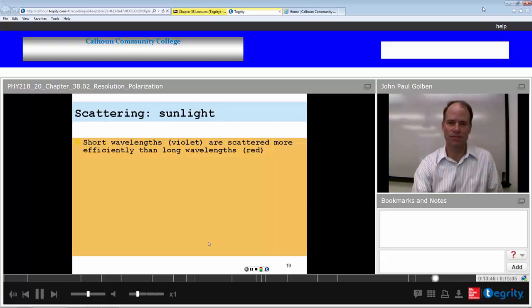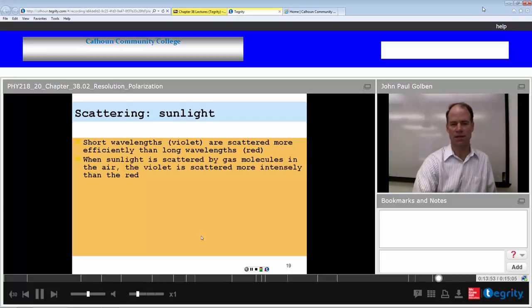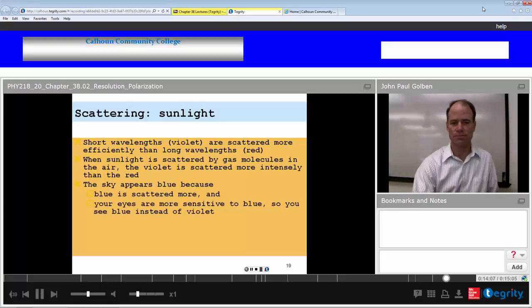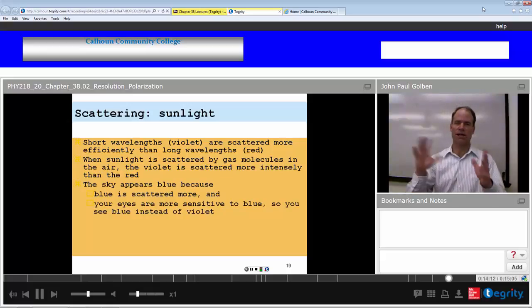Short wavelengths, violet, are scattered more efficiently than long wavelengths, red, in our sky in terms of the visible spectrum. When sunlight is scattered by gas molecules in our air, the violet is scattered more intensely than the red. Hence, we should expect to see that the sky was violet. But our eyes are more sensitive to the blue, so right next to the violet is blue. So you see blue instead of violet, but they're both being scattered more, and that's why the sky is blue.